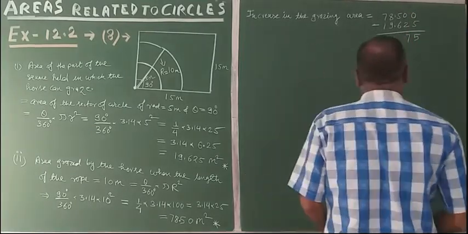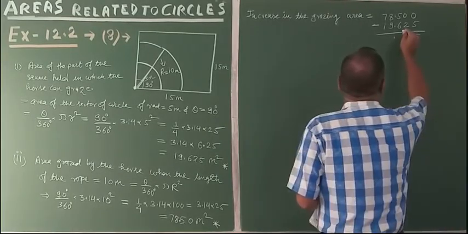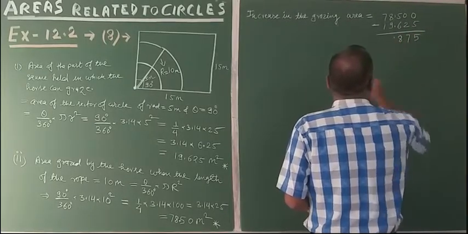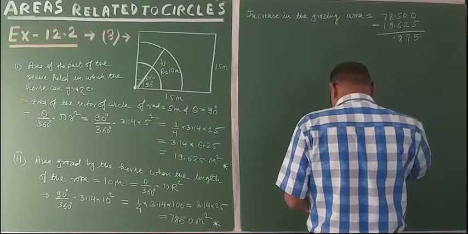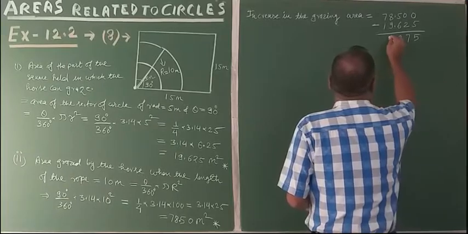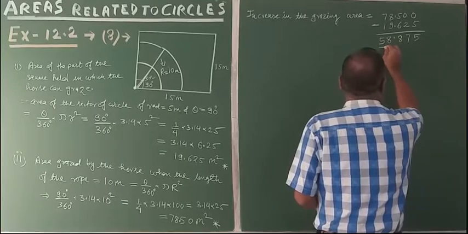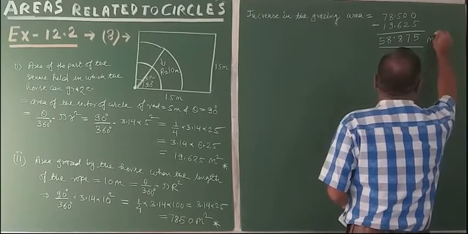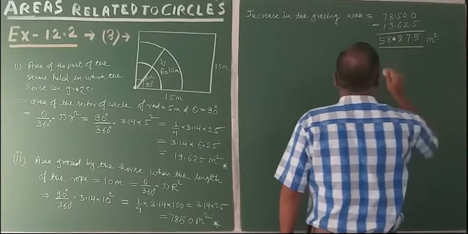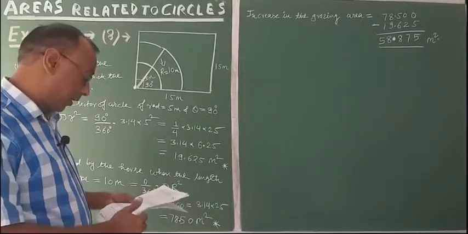50. 15 minus 6. That is 9. So this will become 14 minus 6 is 8. And this is 8 minus 9 is 8. And 6 minus 1. 58.875 meter square. So what is the increase in grazing area? That is 58.875 meter square. Is it there?